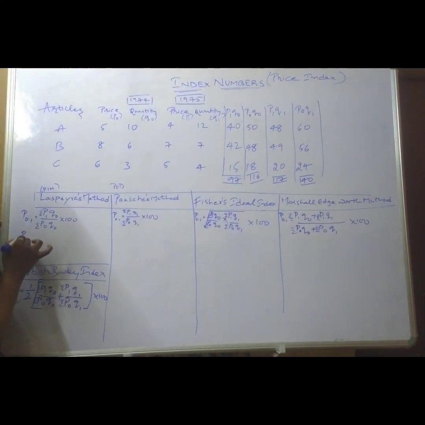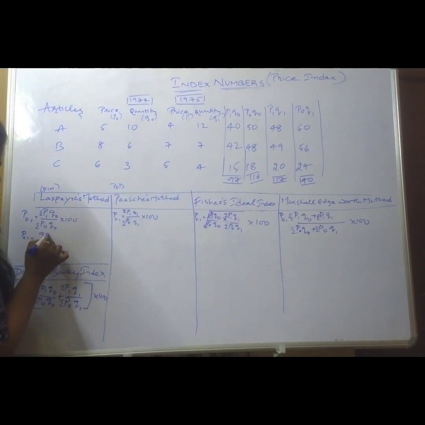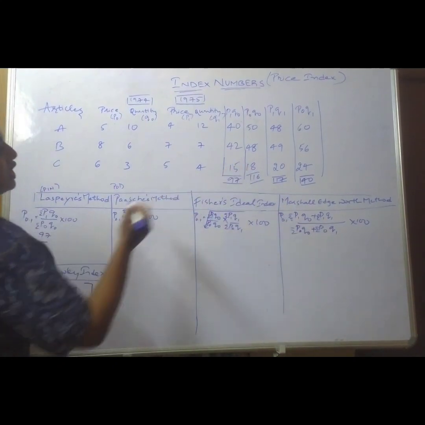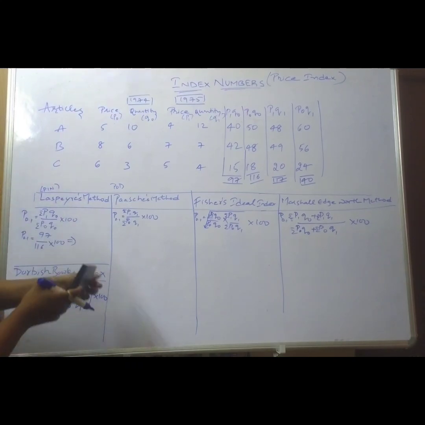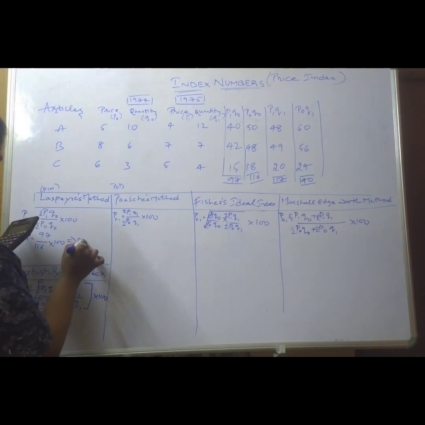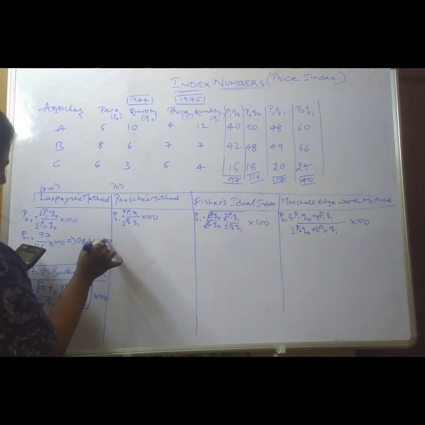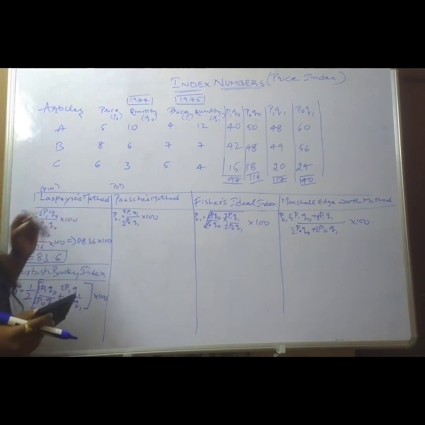So P01 is equal to summation of P1 Q0, just substitute this, 97 divided by P0 Q0, 116, into 100. Now 97 divided by 116 is 0.836 into 100. Now P01 is equal to 0.836 into 100, which is 83.6. So this will be your index number in Laspeyres method.